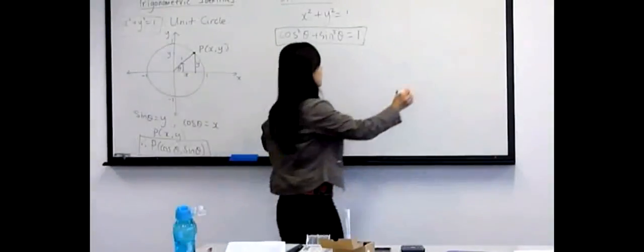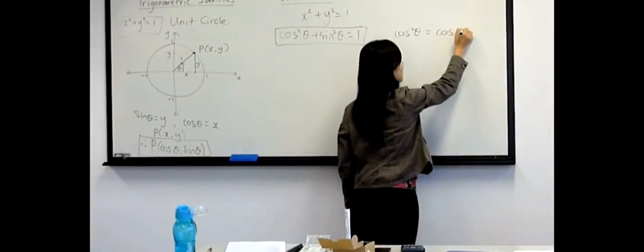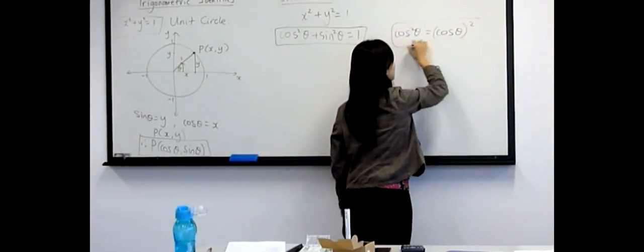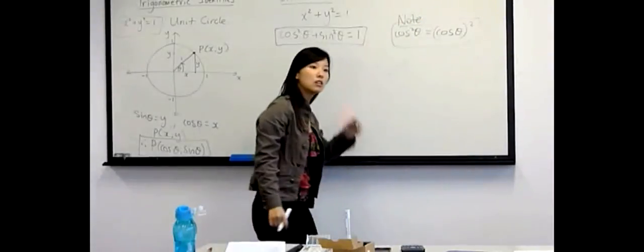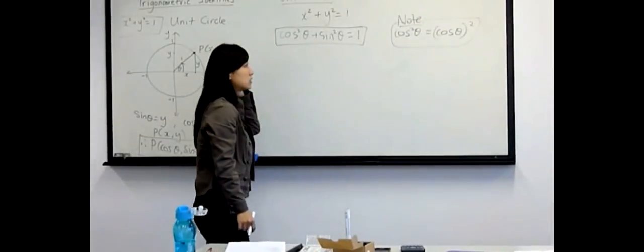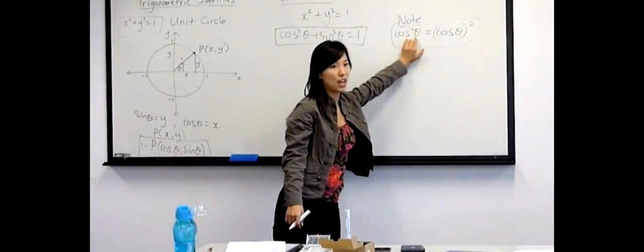Now keep in mind that when I write cos squared theta, it is equal to cos theta all squared. Okay, so note, they are the same thing, but generally in math we prefer this notation over this.